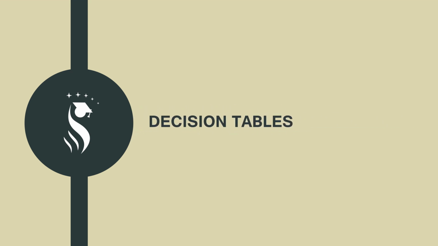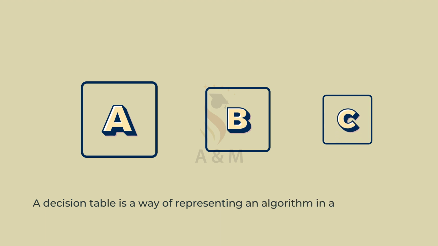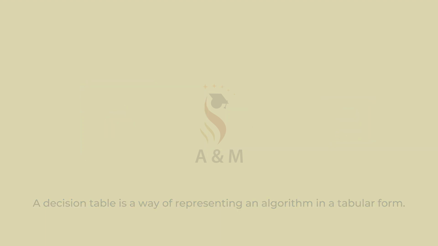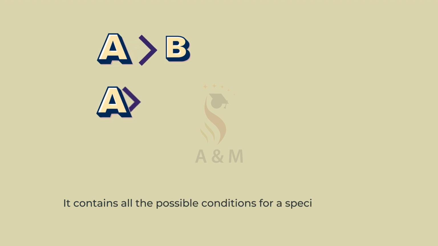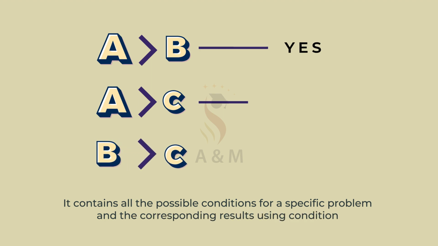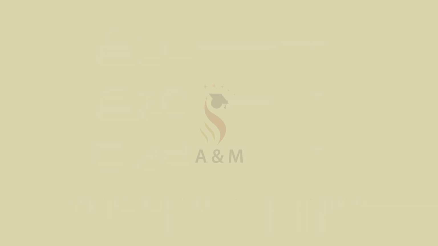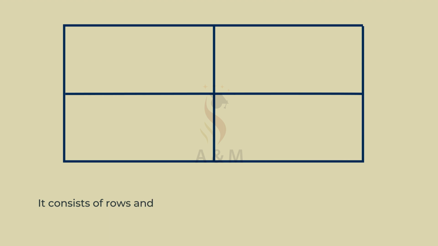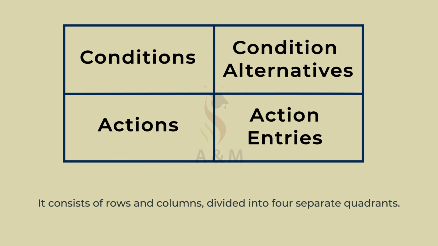In this session, we will discuss the topic decision tables. A decision table is a way of representing an algorithm in a tabular form. It contains all the possible conditions for a specific problem and the corresponding results using condition rules that connect conditions with results. It consists of rows and columns divided into 4 separate quadrants.